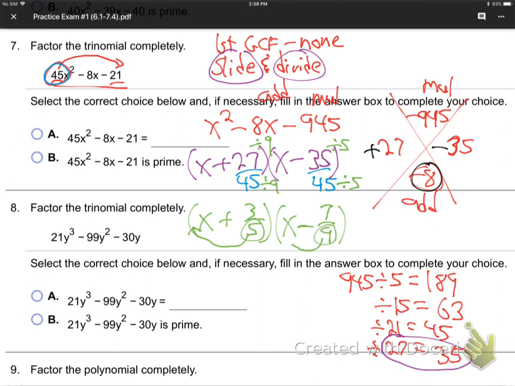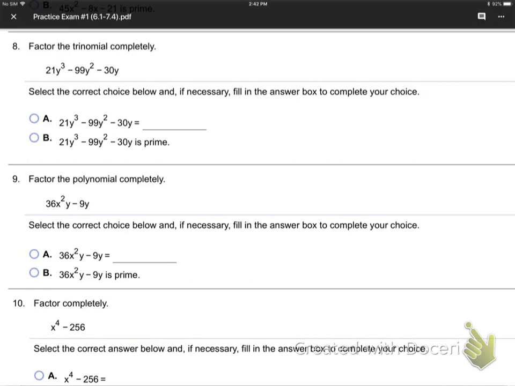5 goes back there. 9 goes right there. 5x plus 3, 9x minus 7. There we go. The factorization of number 7. Okay, number 8.